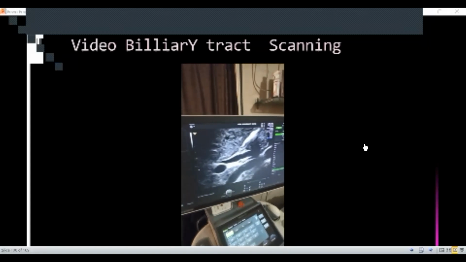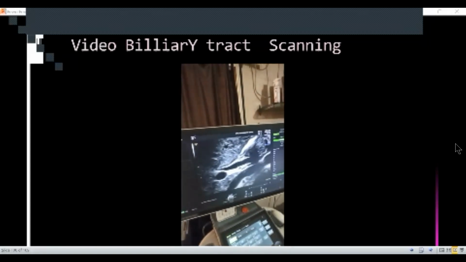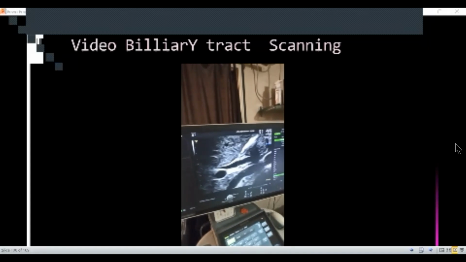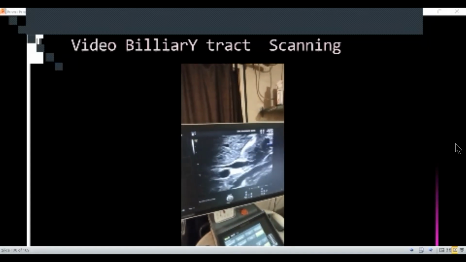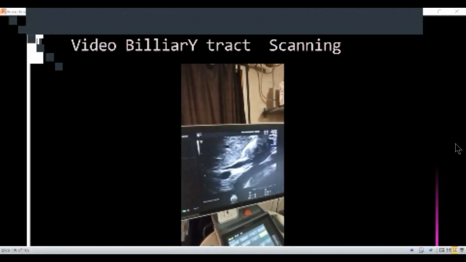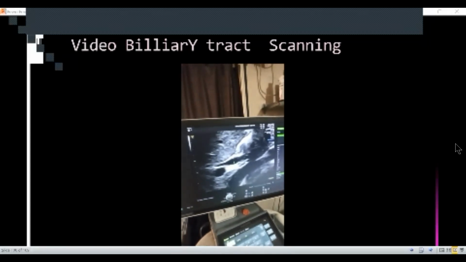We have to measure from inner to inner border. This is like this, and it is 4.3 centimeter.